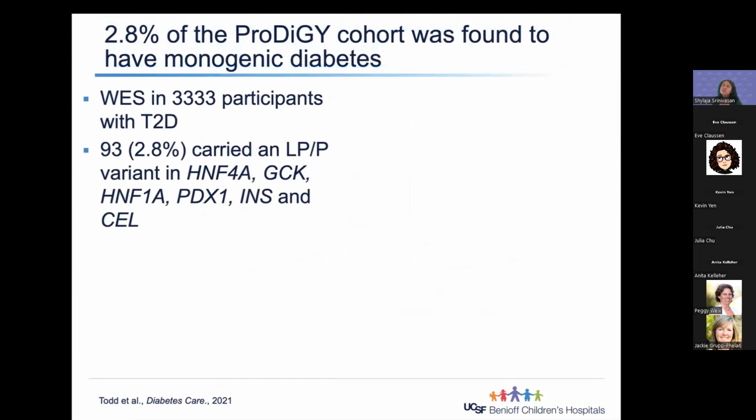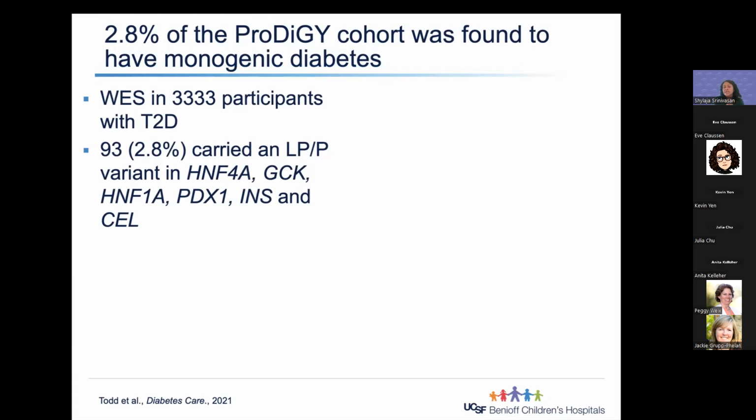And then we also looked at monogenic diabetes in ProDIGY. Monogenic diabetes can be very difficult to ascertain clinically, because it can also present as an autoimmune negative diabetes. And so we looked at the numbers of cases of monogenic diabetes in children with a clinical diagnosis of type 2 diabetes in ProDIGY. So we used, again, whole exome sequence data in 3,333 participants with type 2 diabetes.